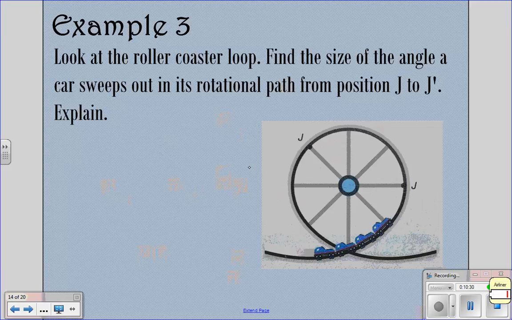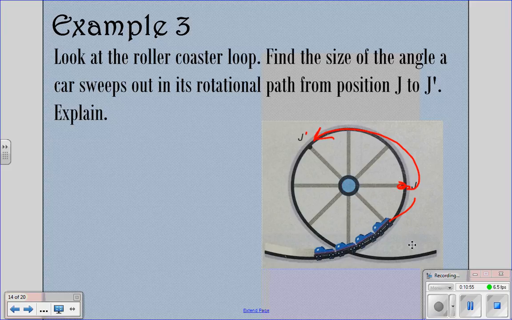So looking at this example, we have a roller coaster loop. Find the size of the angle a car sweeps out, rotating from J to J prime. And if you'll notice on the picture, it doesn't have a prime here. There should be a little prime here. So we're going from J over to J prime.